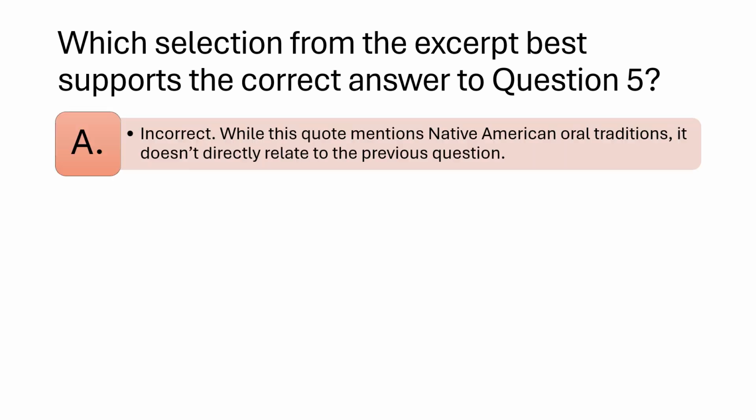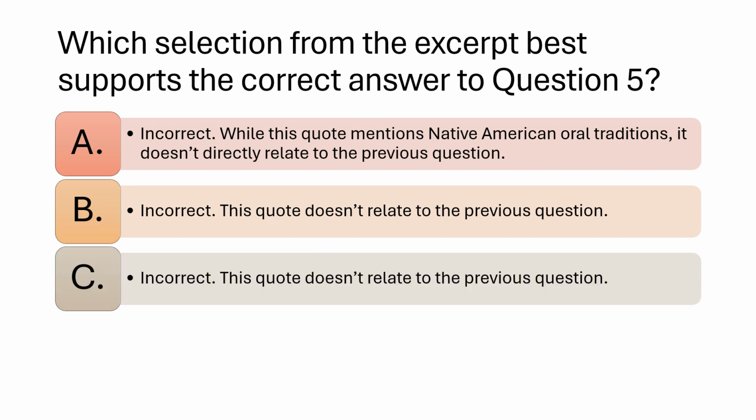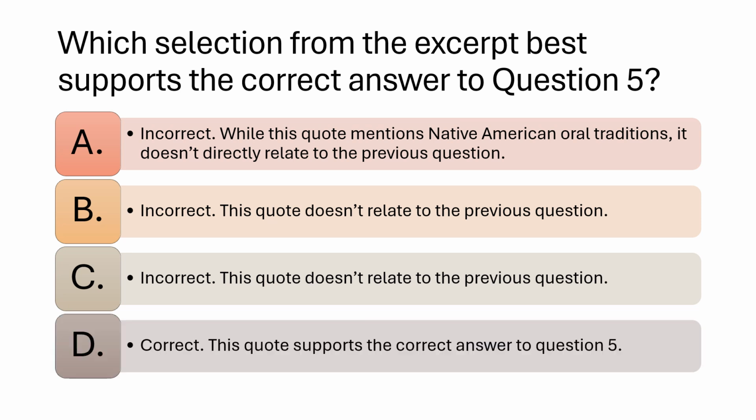A is incorrect. While this quote mentions Native American oral traditions, it doesn't directly relate to the previous question. B is incorrect. This quote doesn't relate to the previous question. C is incorrect. This quote doesn't relate to the previous question. D is correct. This quote supports the correct answer to question 5.